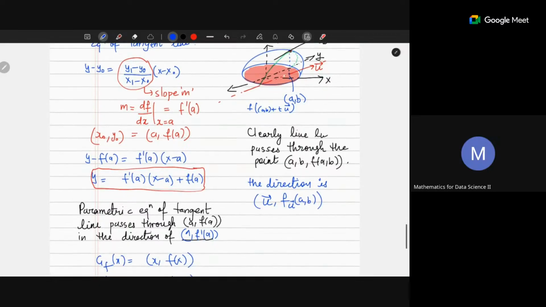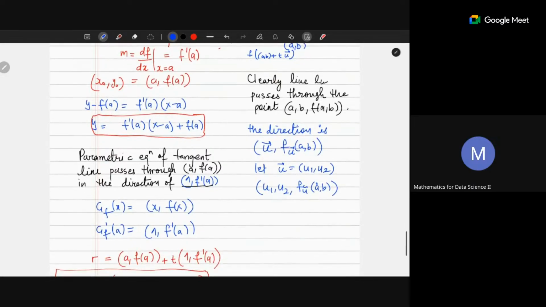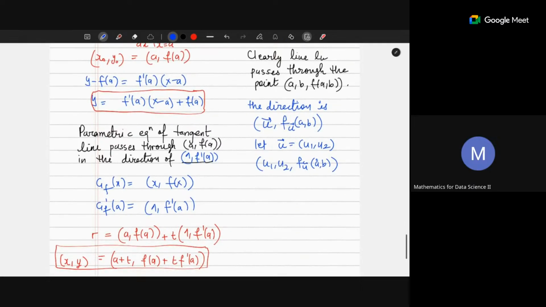Okay. So let's take u, a two-coordinate vector, with coordinates u1, u2. So the direction is (u1, u2, f_u(a, b)). And now once you know the direction and the point it passes through, we know the equation of the tangent.